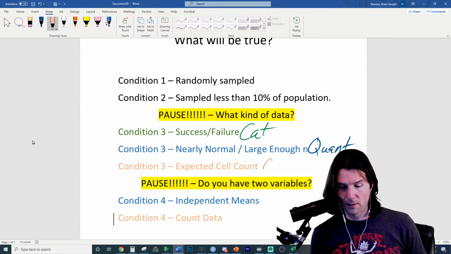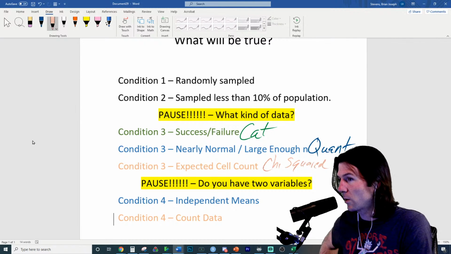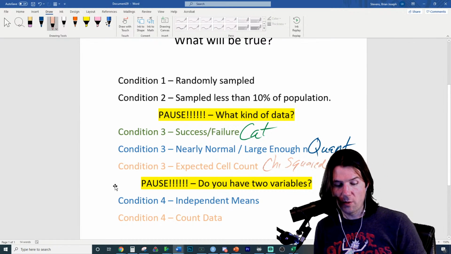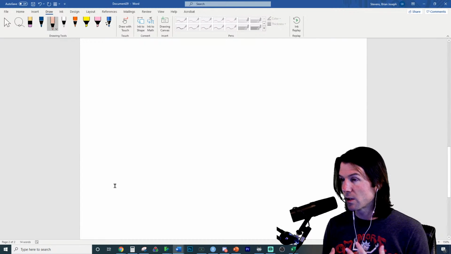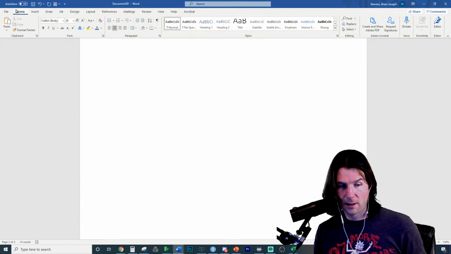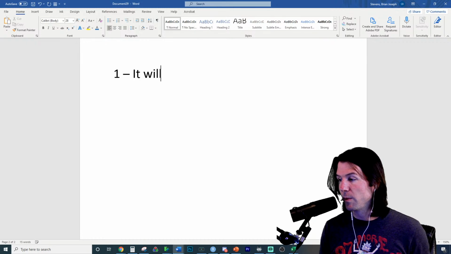And this is chi-squared. So we have quantitative data, categorical data, and chi-squared. So when we meet all three conditions, what does this tell us about the distribution we'll be dealing with? What will be true about the distribution? Two things will be true if the central limit theorem works. If we meet the conditions, the most important one that comes into play a lot is one, it will be more this.